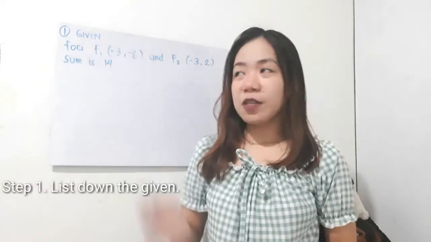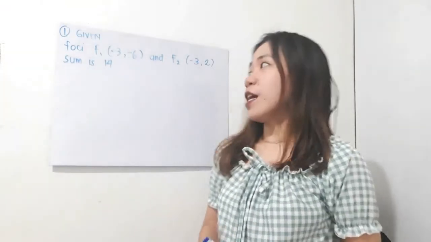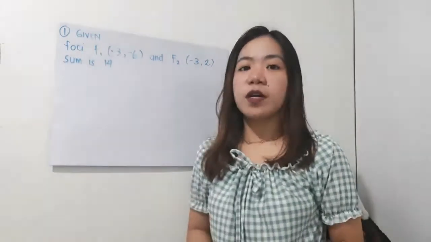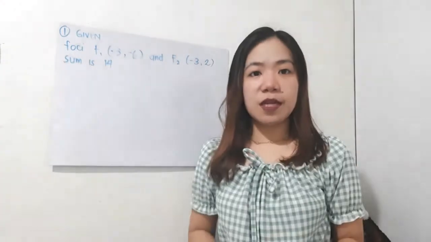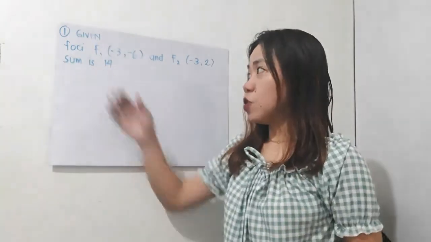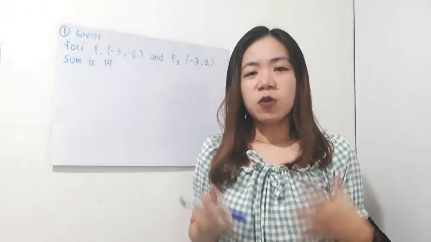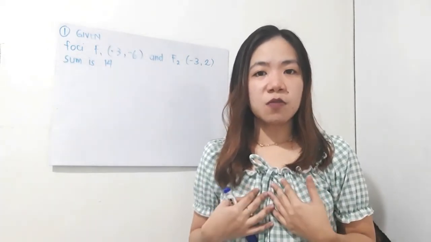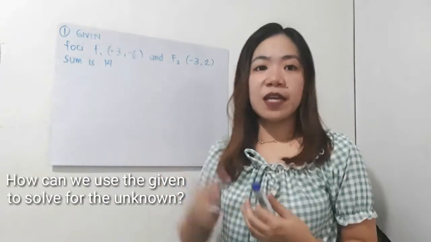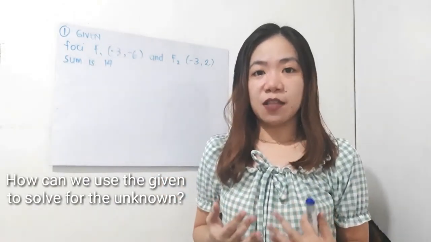Step 1, we have to list down the given. So we have foci. F sub 1 is at (-3, -6) and F sub 2 is at (-3, 2). And then the sum is 14. Whenever we solve word problems, the first thing that we have to ask ourselves is, how can I make use of the given to find what is unknown?